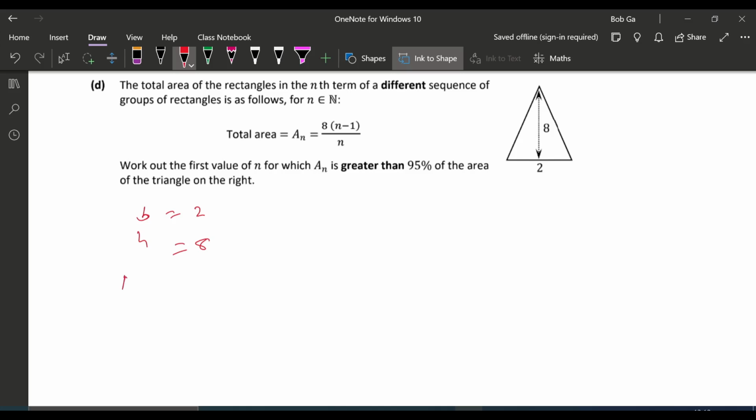So the area of the triangle is equal to half times 2, which is the base, times the height. The 2s cancel, so that gives us 8 as well, 8 units.